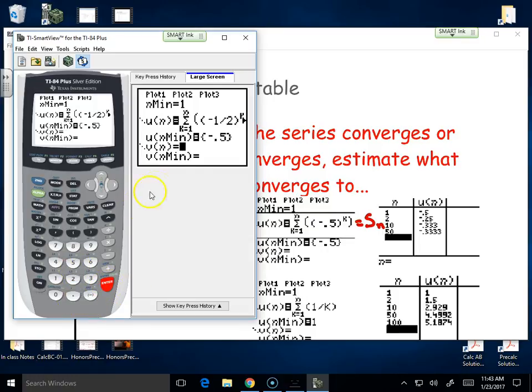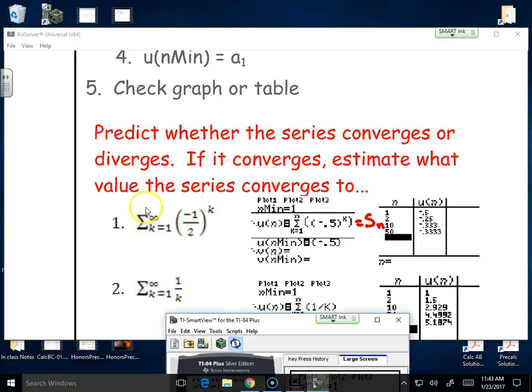Got it. Now, why am I going to my table? So we can just plug in random numbers. Oh, because I need to approach infinity. And how do I approach infinity in my calculator? I plug in bigger and bigger numbers, yeah?